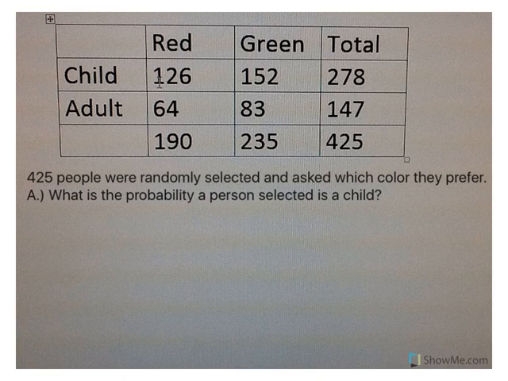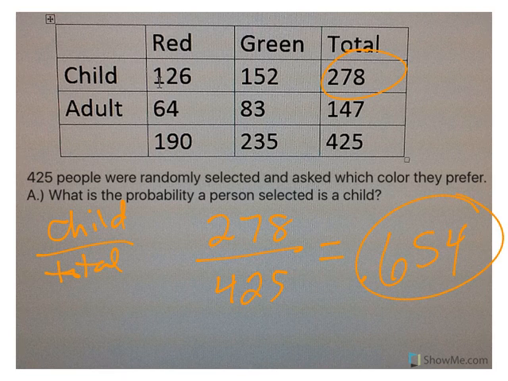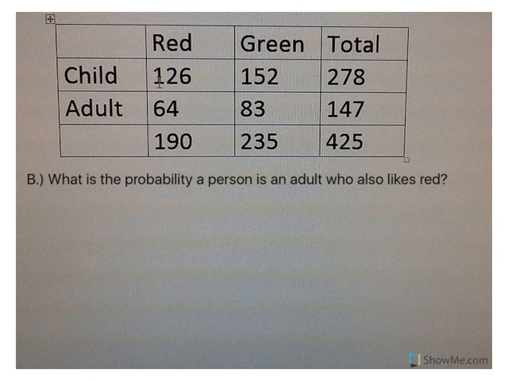So now we're just talking about a child over the total, right? You're picking from everybody. Well, there are 278 total children out of 425 total people. So there's your probability as a fraction. We're going to go ahead and change that to a decimal to the nearest thousandths, and we end up with 0.654 for our probability.